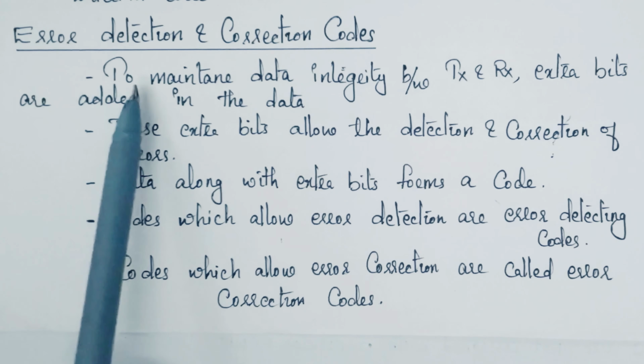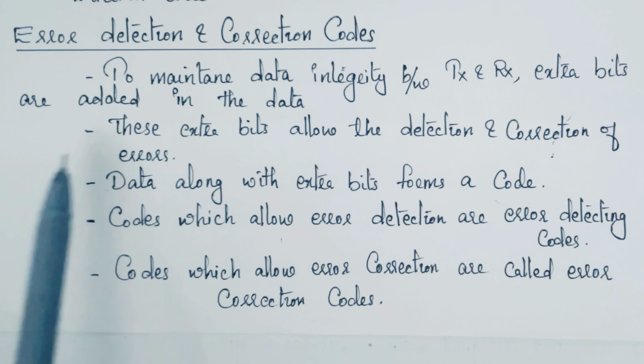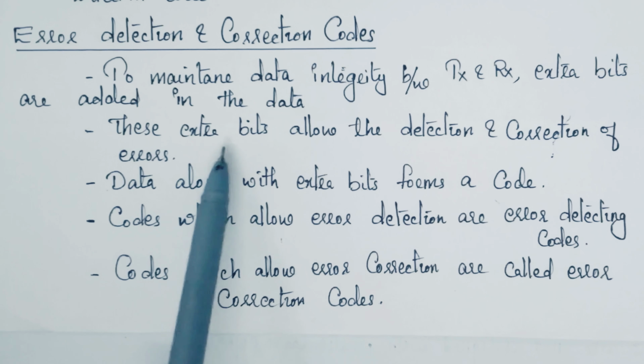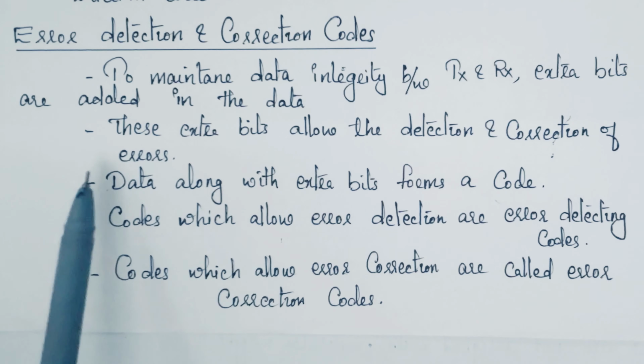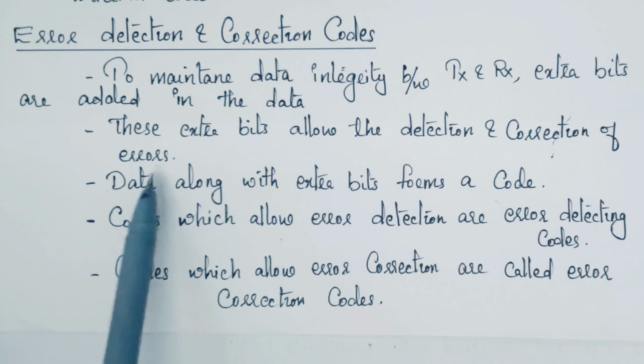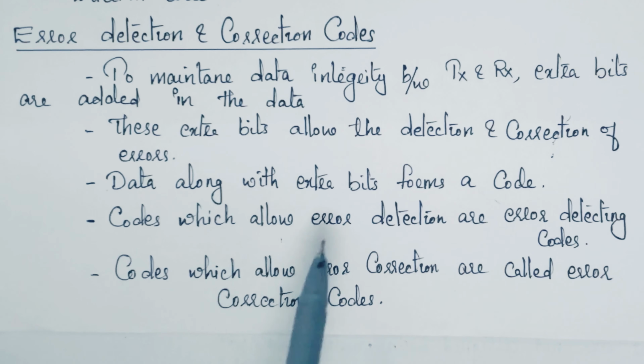Now the next is error detection and correction codes. When the digital information in binary form is transmitted from one circuit to the other circuit or from one system to the other system, an error may occur. So to maintain the data integrity between the transmitter and receiver, some extra bits are added in the data. And these extra bits allow the detection and correction of errors. Now, this data along with the extra bits forms a code. And some codes allow the detection of errors and they are known as error detecting codes. And some codes allow the correction of errors and they are known as error correction codes.